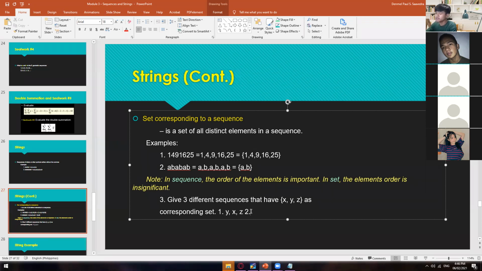The second one could be Z, Y, X, just a different sequence or different arrangement. For the number 3, it could be Y, Z, X. Again, just a different sequence. So you can see we now have 3 different sequences corresponding to this set.